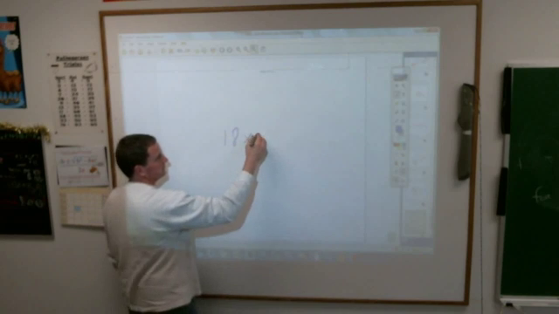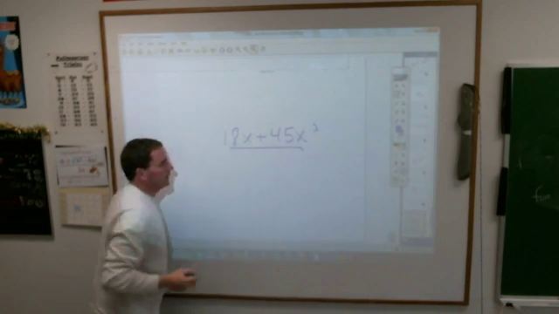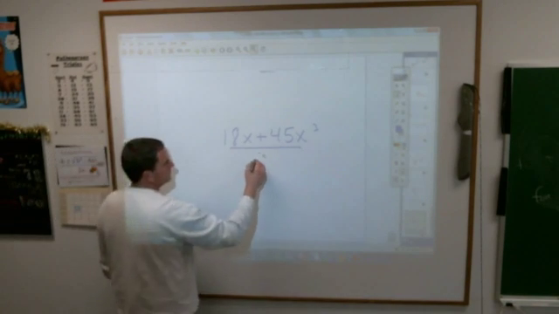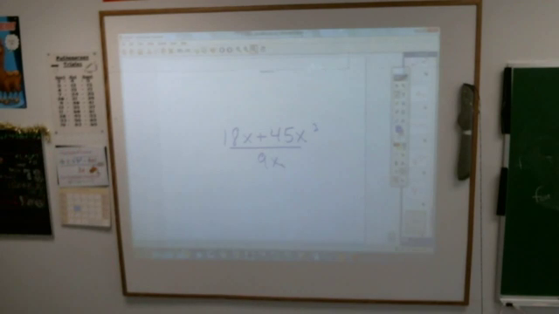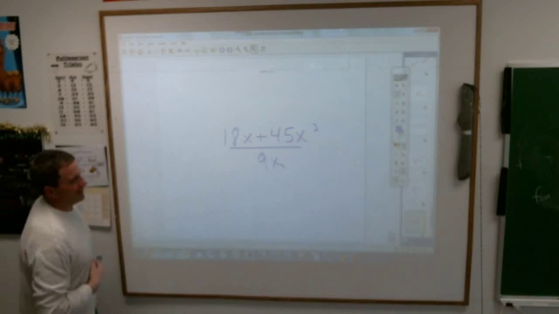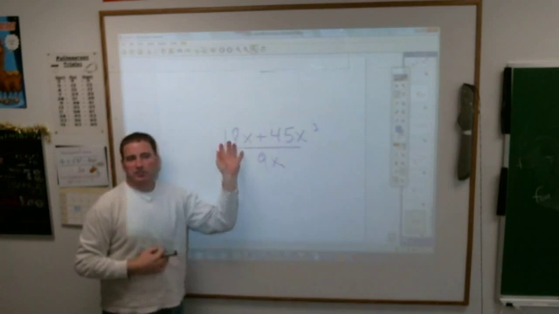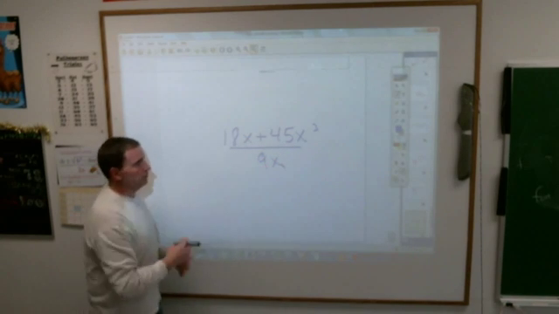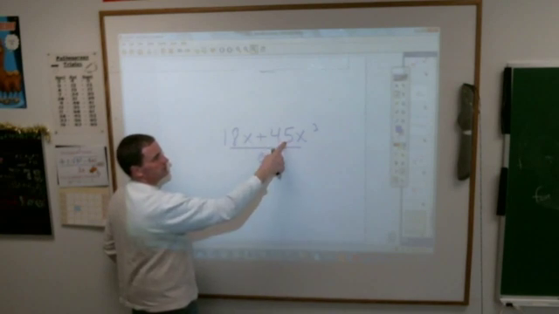18x plus 45x cubed over, I believe it's 9x. Is that cubed or squared? Cubed at the end. Wow, this is fun. Again, you're not allowed to just take the 9x into either one of those things because they're not factors of anything. It has to be all multiplication here. But you can look at this and ask, what can I factor out of both of those?